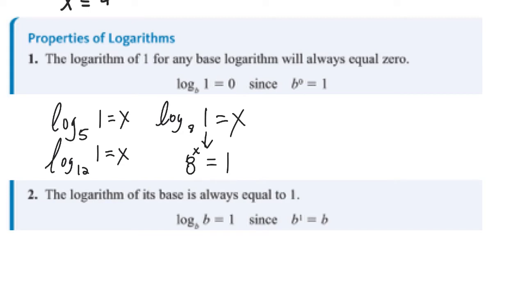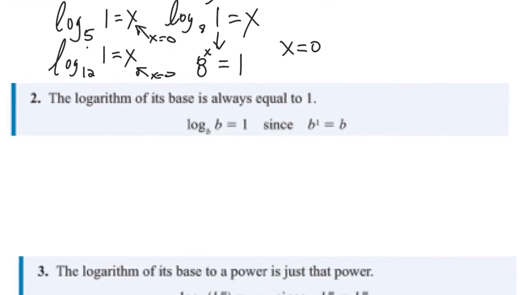Notice that anything raised to a certain power will always have a result of 1. That power must be 0. 8 raised to the power of 0 is 1. 5 raised to the power of 0 is 1. 12 raised to the power of 0 is 1. All of these are going to have an x value of 0. What is the clue there? If you have a 1 in the spot right after your log base, then you know the whole result will be 0. Number 2, the log of its base is always equal to 1.